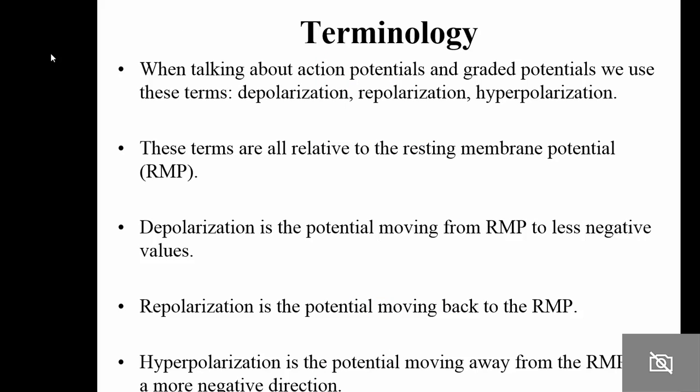Some of the terminology, RMP stands for resting membrane potential. Hyperpolarization, we'll talk about that. Hyperpolarization is when you go below resting membrane potential. So if my resting membrane potential for a theoretical cell is negative 40, then give me a value that would say that this cell is hyperpolarized.